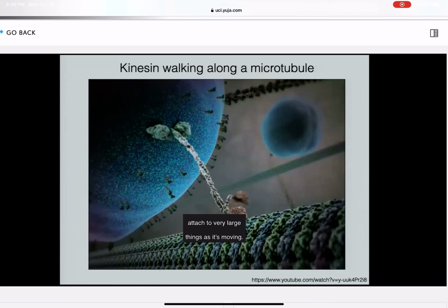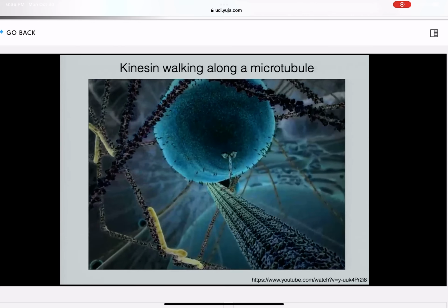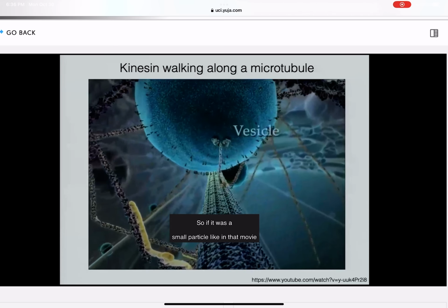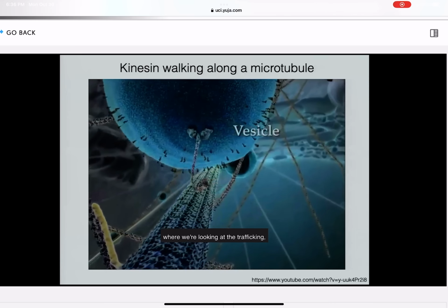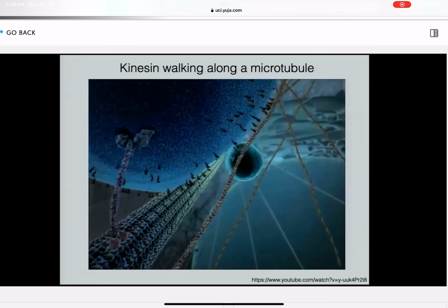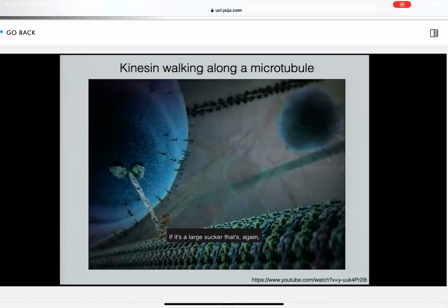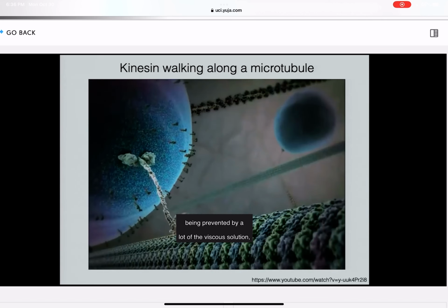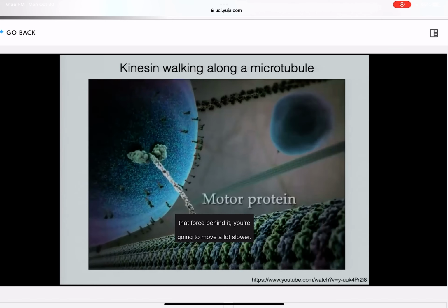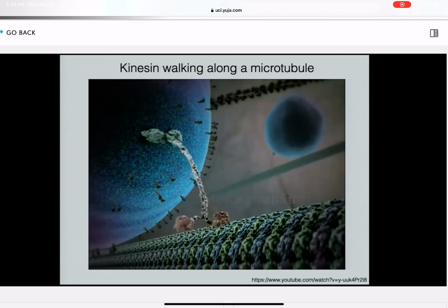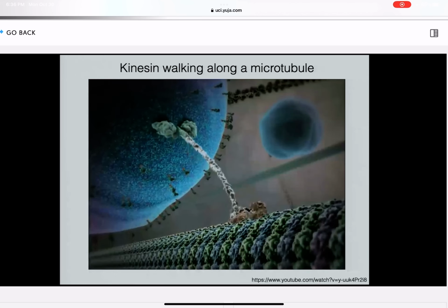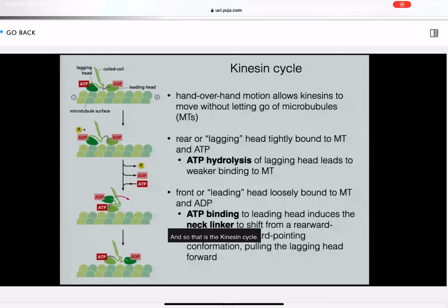And you can see that this sucker can really attach to very large things as it's moving. So if it was a small particle, like in that movie where we were looking at the trafficking, it can go pretty quickly. If it's a large one that's, again, being slowed by the viscous solution and the force behind it, you're going to move a lot slower. Okay? And so that is the kinesin cycle. Do you have any questions when it comes to this?